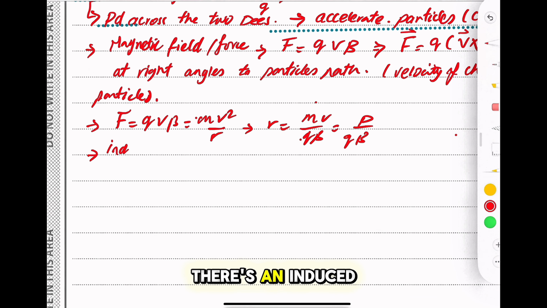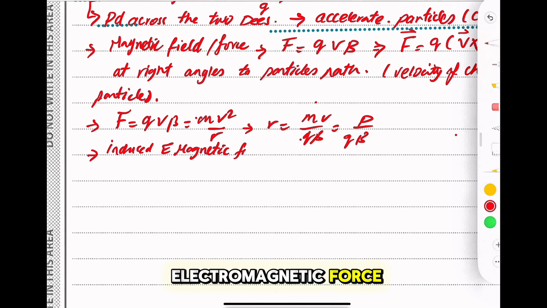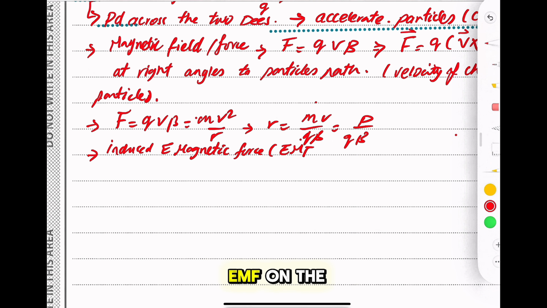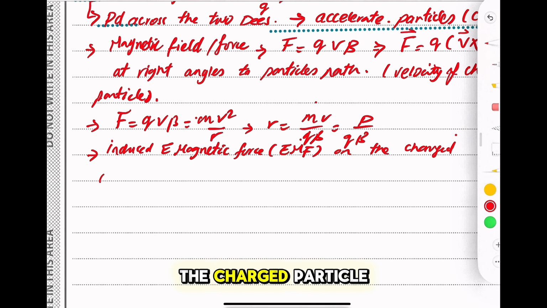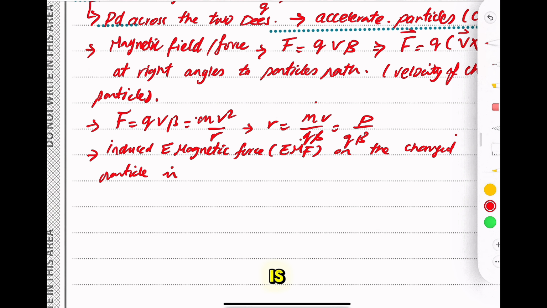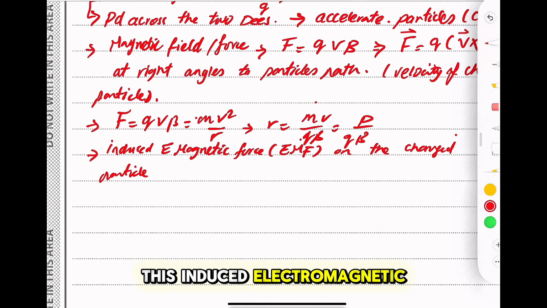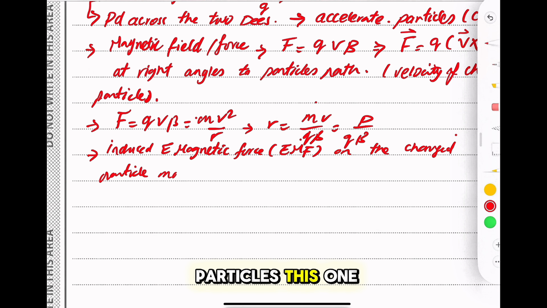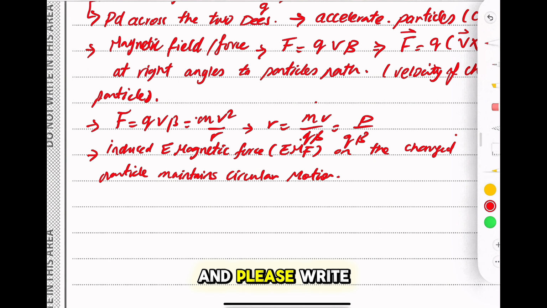There's an induced electromagnetic force, could you please write in capital EMF, on the charged particle. This induced electromagnetic force on the charged particles maintains the circular motion. And please write the equation as evidence. This particle experiences a centripetal force. I would say it's a centripetal force.